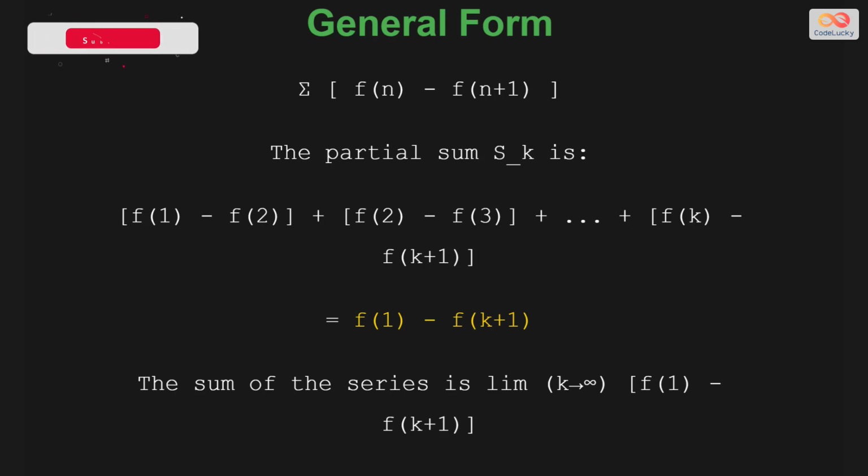In general, a telescoping series can be written as the sum of f of n minus f of n plus 1. The partial sum up to the kth term simplifies to just f of 1 minus f of k plus 1. The sum of the infinite series is then the limit of this expression as k goes to infinity.